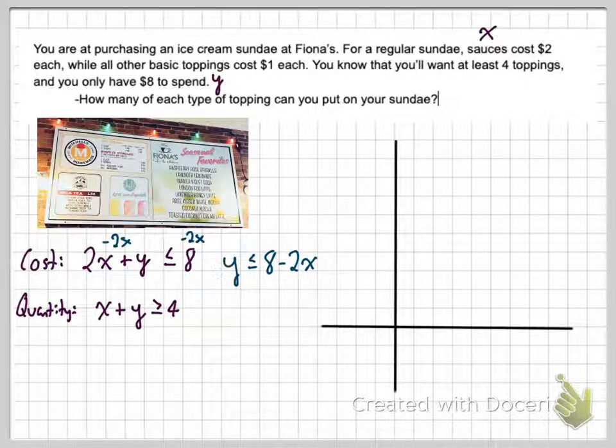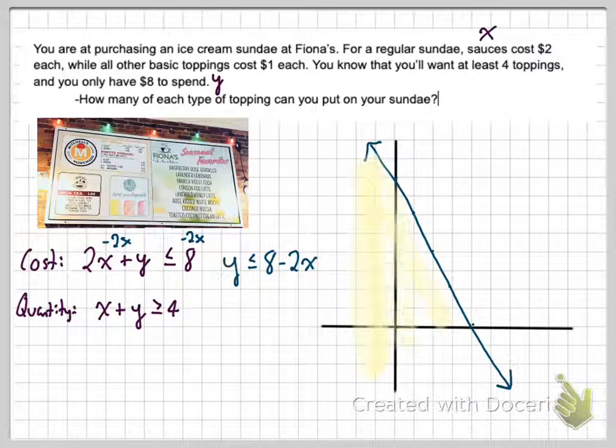So my y-intercept is at (0, 8). And then my slope is -2, so I'm going to go down 2 over 1. Down 2 over 1. And I want to shade below that line, so I'm going to shade everything underneath.